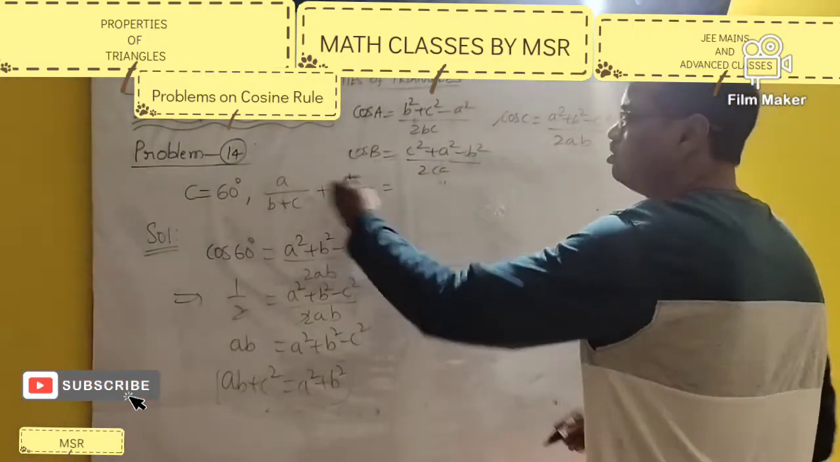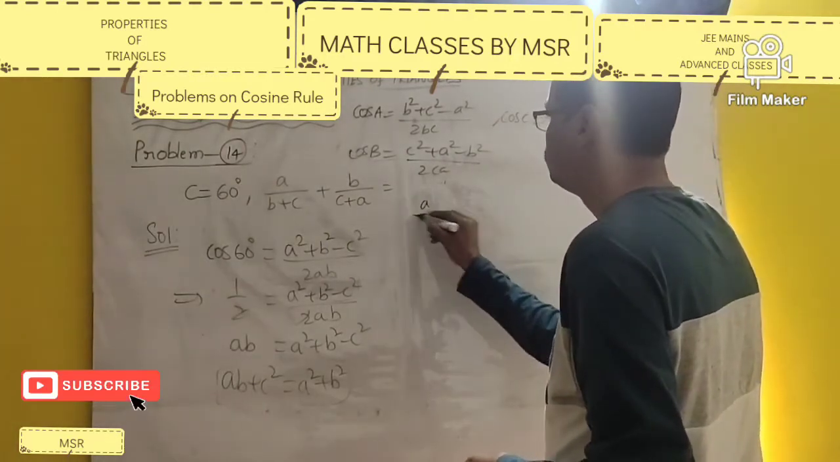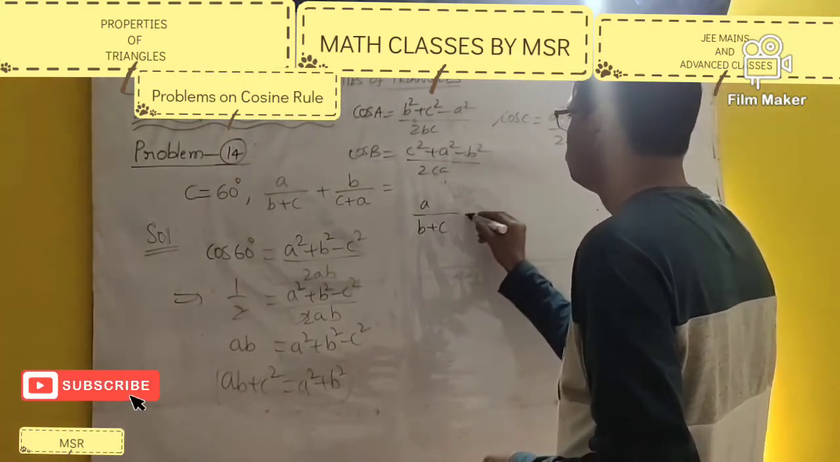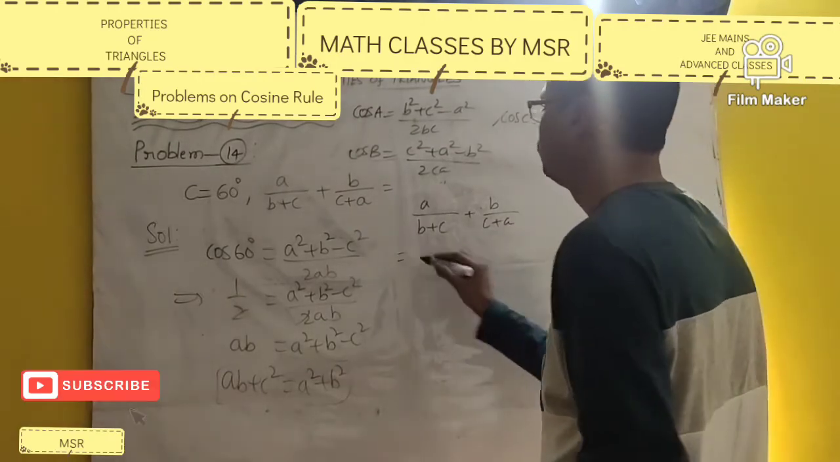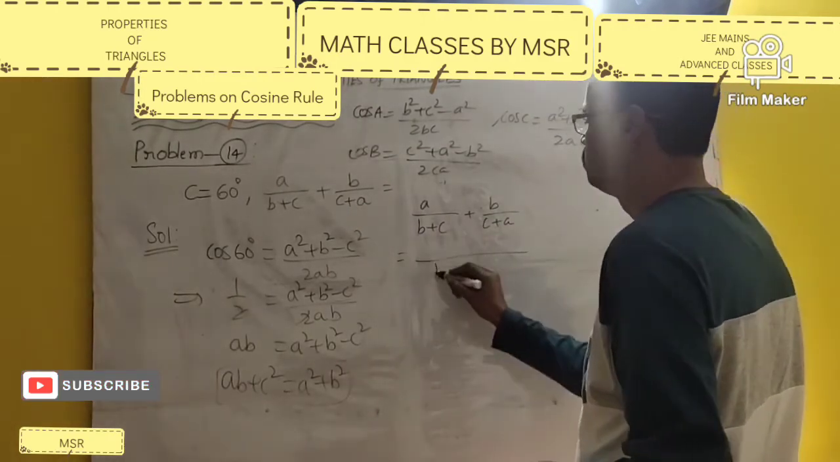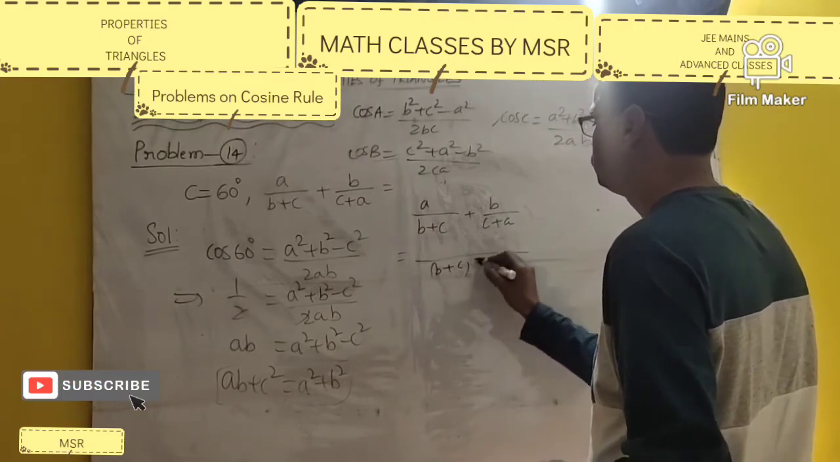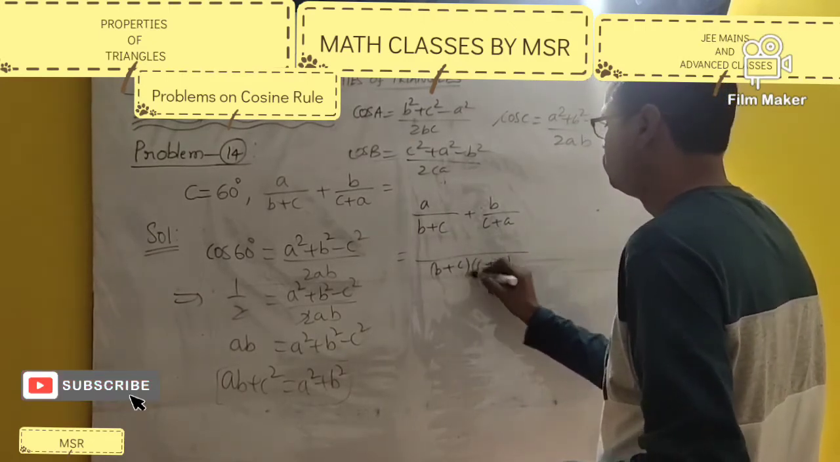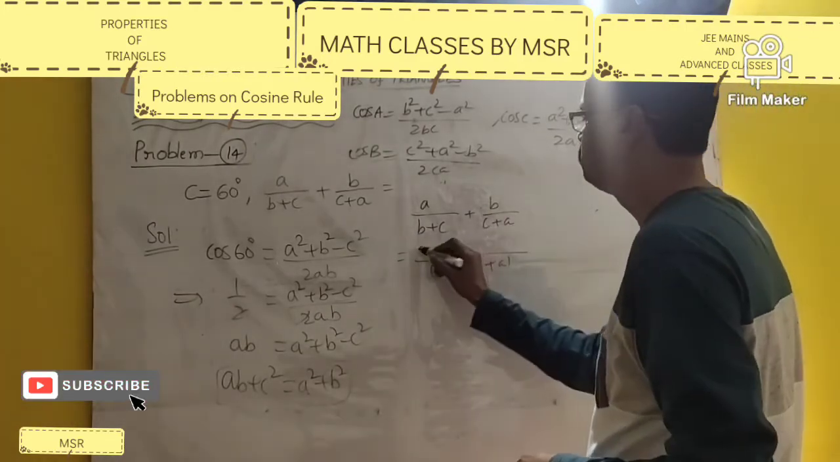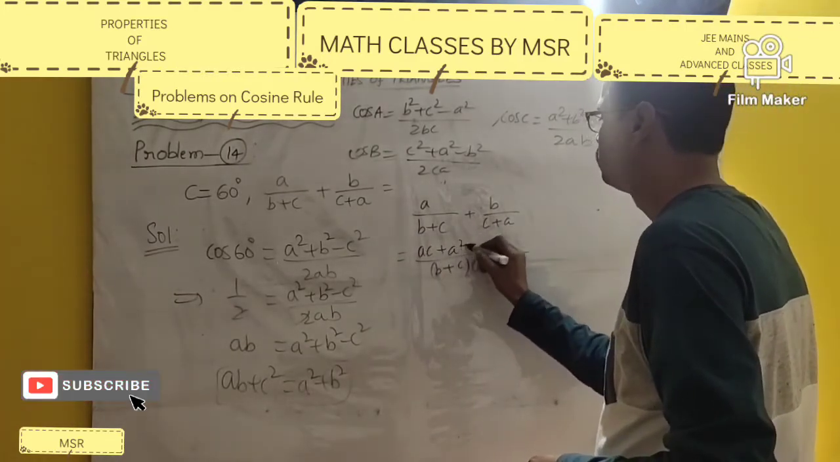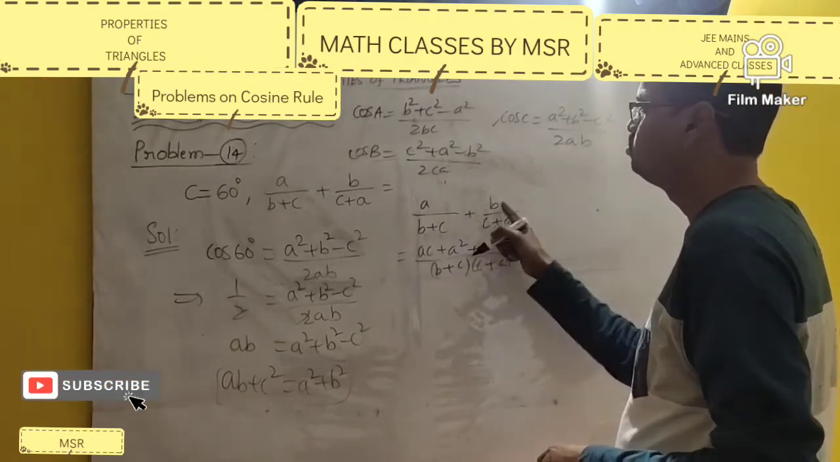Now, what is this value given? A by B plus C plus B by C plus A, this value we have to calculate. Take the LCM, B plus C into C plus A. This becomes A times of C plus A, which is AC plus A square. Next, B times of B plus A.